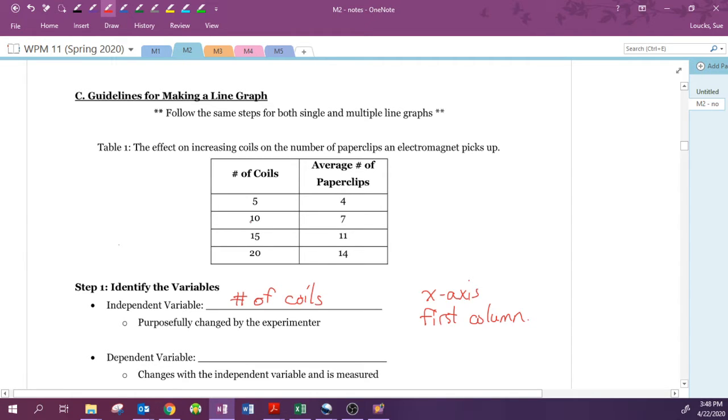The experiment being done is we increase the number of coils and see how many paper clips it can pick up. So the dependent variable is the one that changes as a result of what you're doing. So it's the thing you're measuring. So here it is the average number of paper clips. And that is going to be the y-axis and the second column of your table.